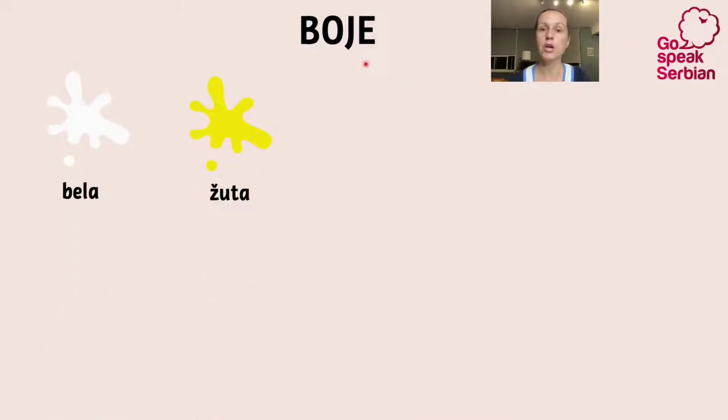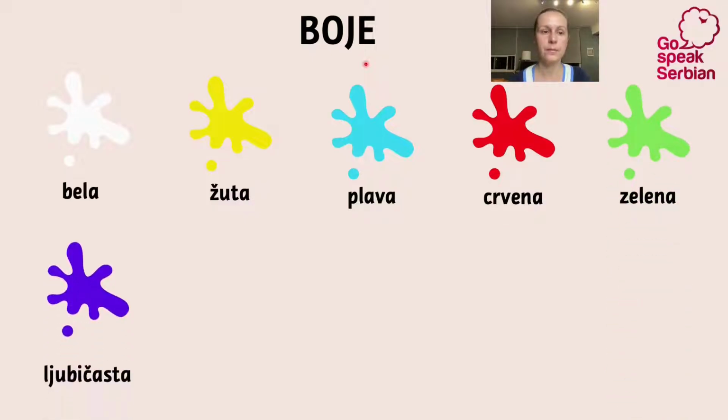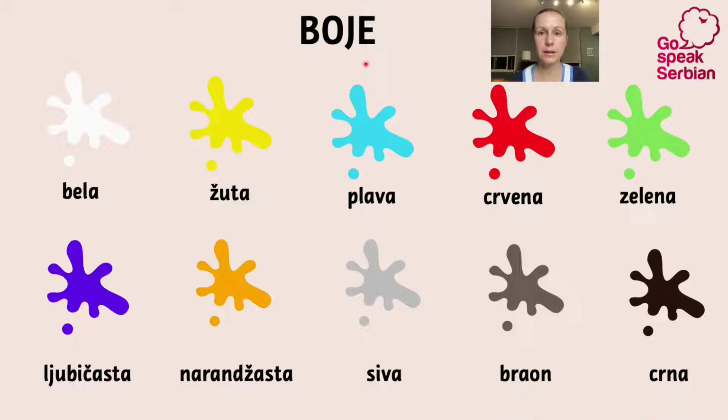Bela, žuta, plava, crvena, zelena, ljubičasta, narandžasta, siva, brown, crna. Notice how most of the colors on this slide end in the vowel a. This is because they agree with the noun, which is the noun boja, color, in nominative singular form. However, there is one color here, brown, which doesn't end in a.